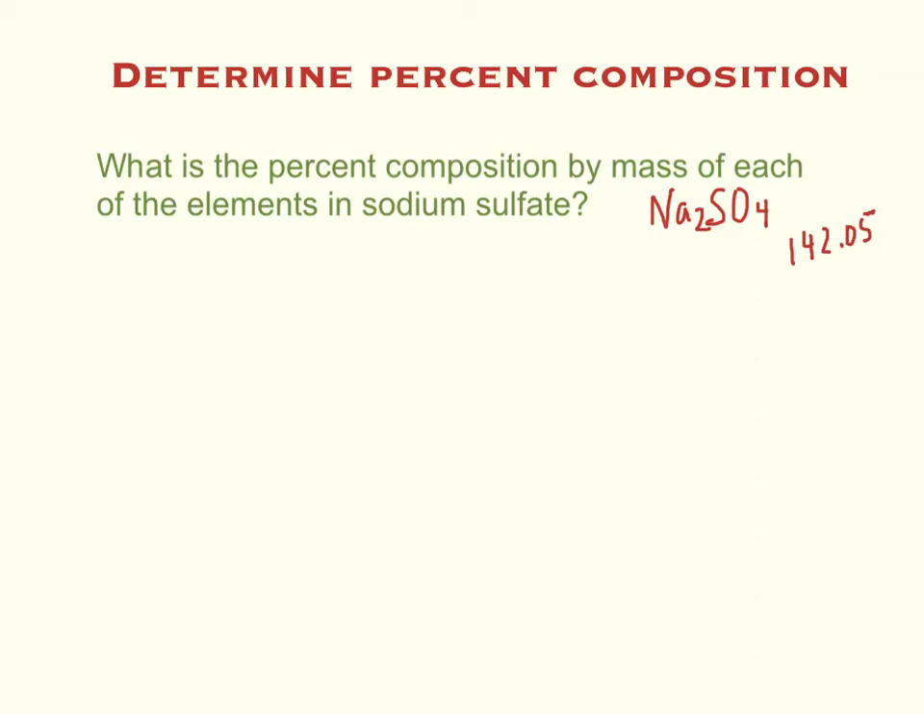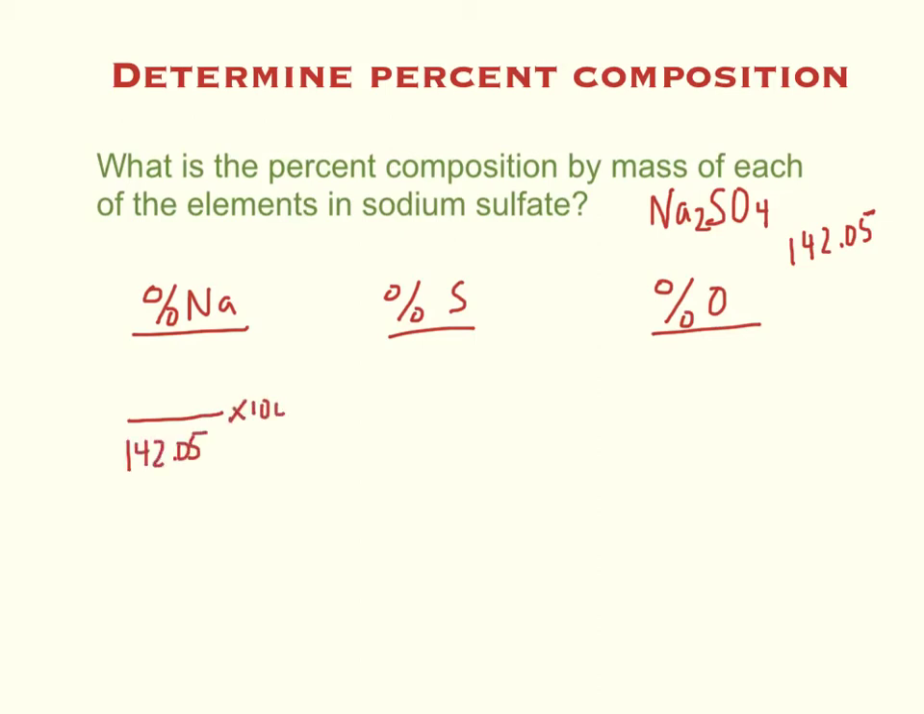So now we're going to do each one here. We want the percent sodium, the percent sulfur, and the percent oxygen. Each one of these is going to be over 142.05 times 100. Okay, so for the sodium, there are two sodiums in there.